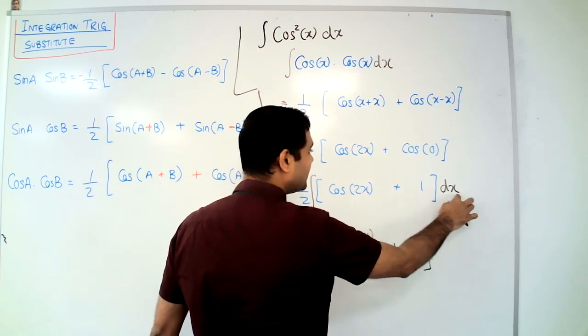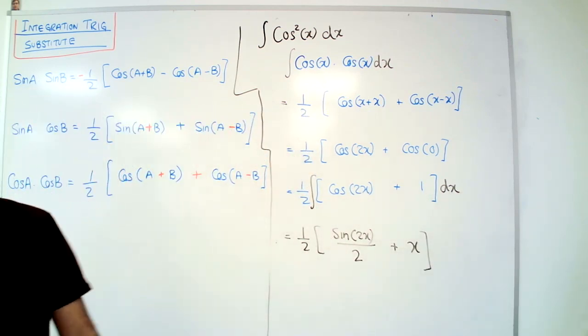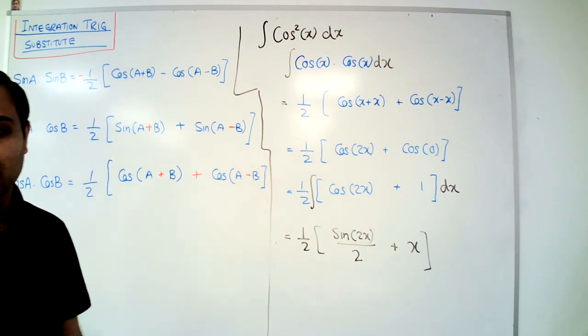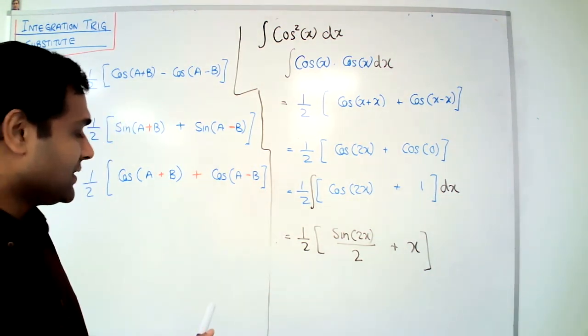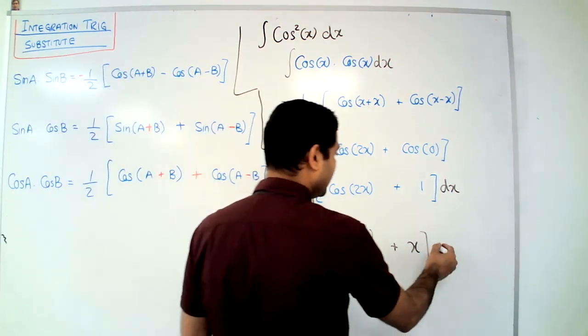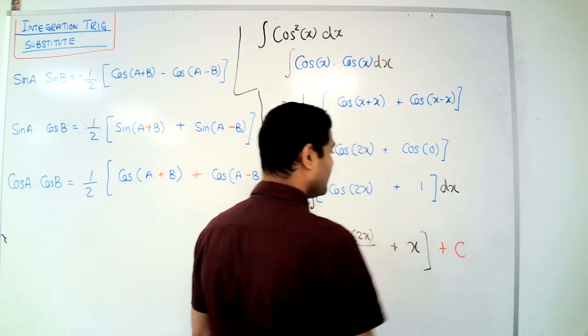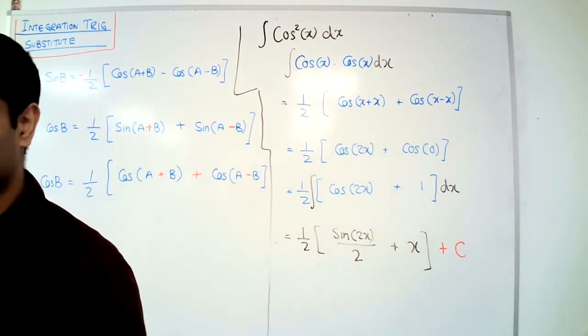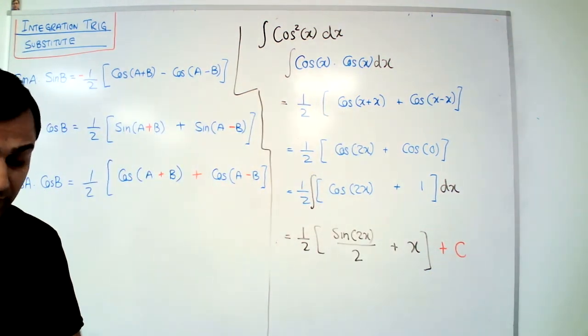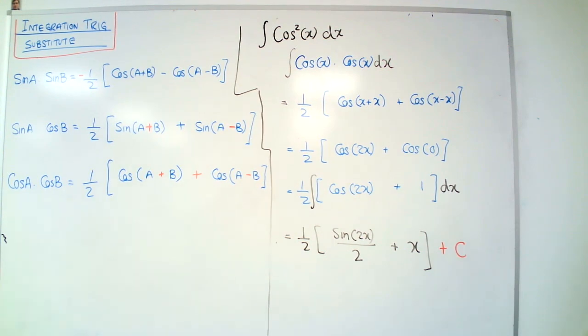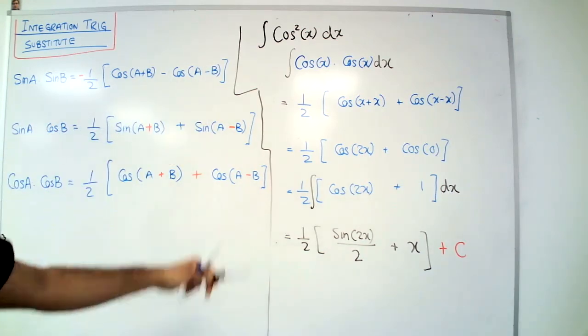Why is it an x? Because we are integrating with respect to x. Now, do not forget the positive c. If you want, you can multiply the 2 inside and simplify it further. But that's the answer for cos squared x. If it was sine squared x, you could have used the top formula, sine x, and then you can integrate that.